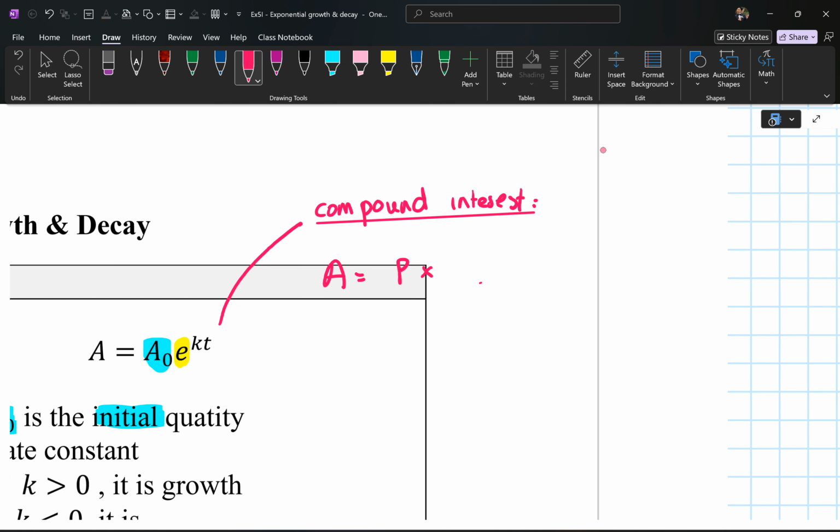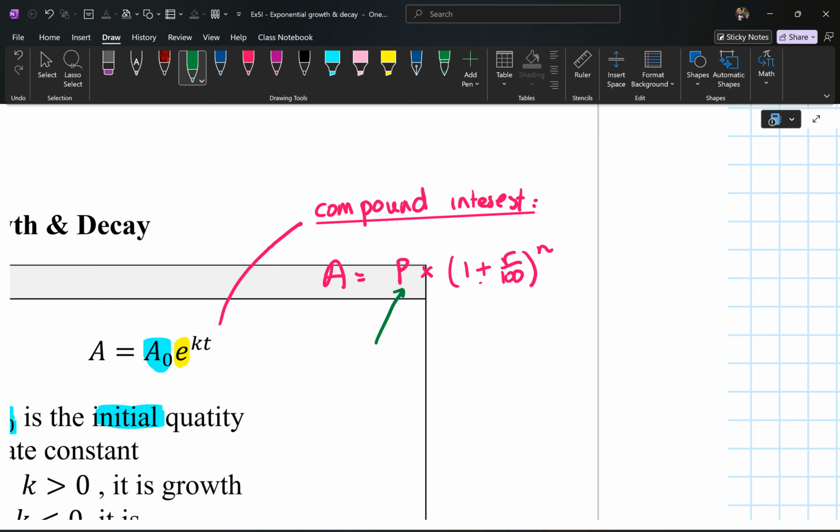Principal times, in brackets, 1 plus the rate in percentage over 100, so out of 100, to the power of n, where n is the time. It's usually years, but sometimes it can be months or every quarter. Very good, that is correct. This is the formula for the compound interest.